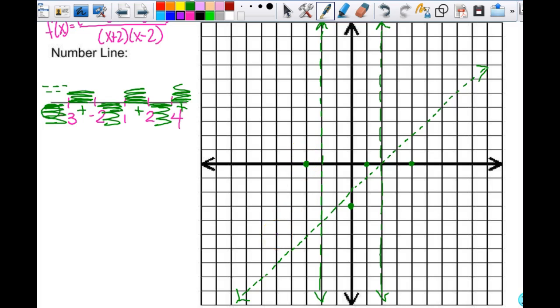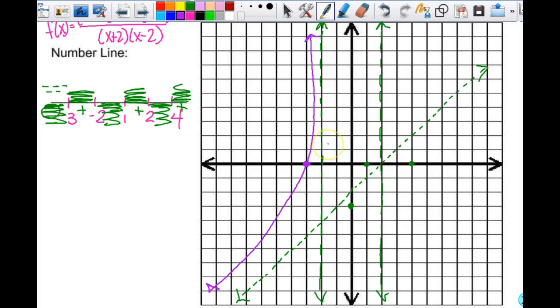And then from negative 3 to negative 2, it's positive. I think it's going to look like that. I think that 1 point is probably enough for me to figure out what's going on there. And then from negative 2 to 1, my graph is negative. So it's negative down here, right? And then from 1 to 2, it's positive.